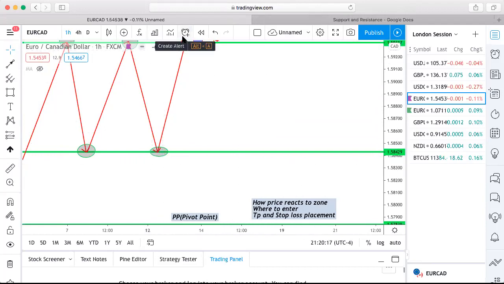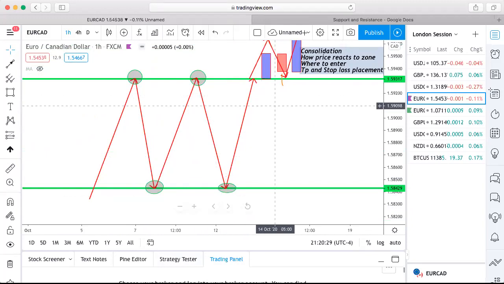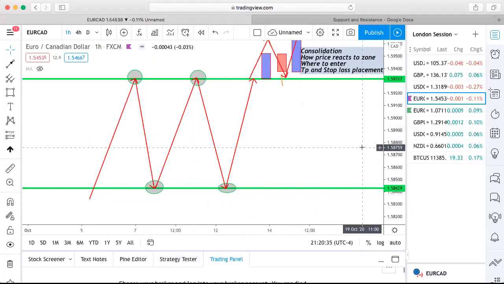How do you know when consolidating starts? So consolidating actually starts when you can find 2 key levels at resistance and 2 key levels at support, right? And they're not breaking out. This is an example of consolidation.